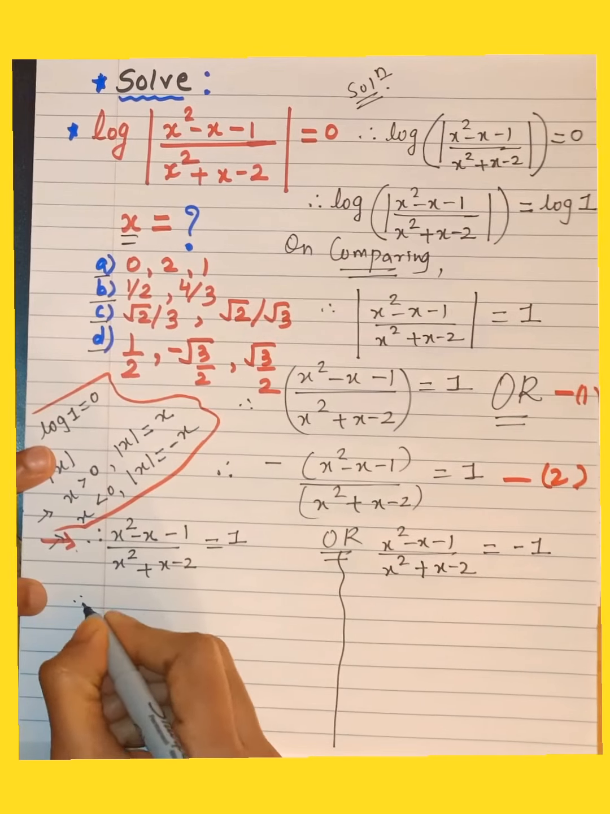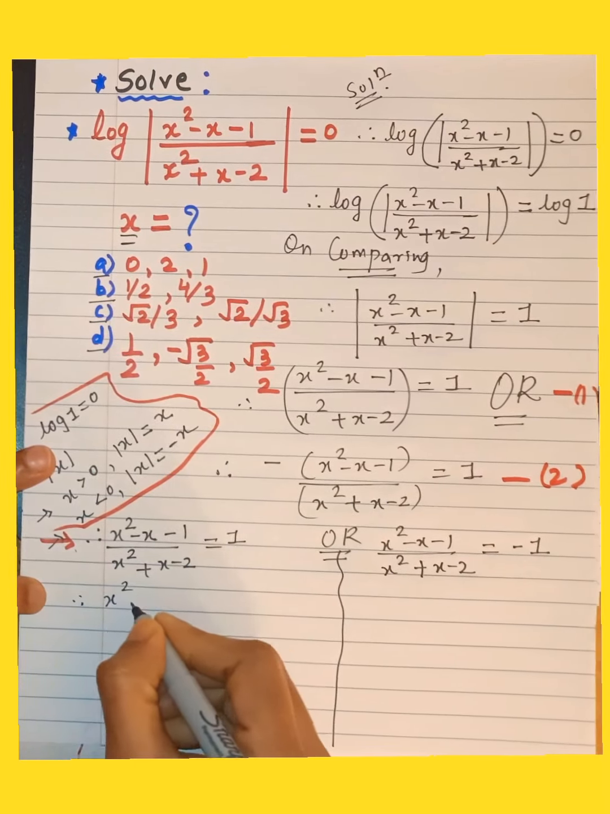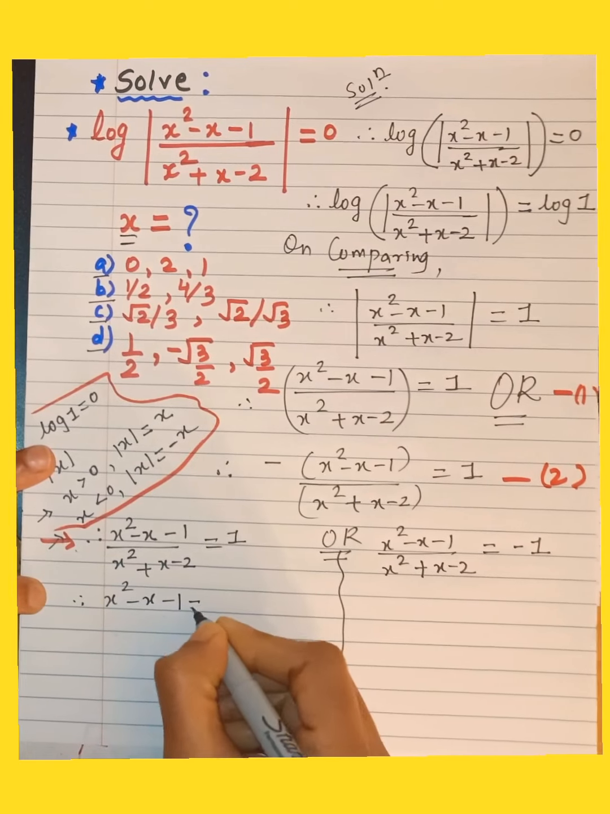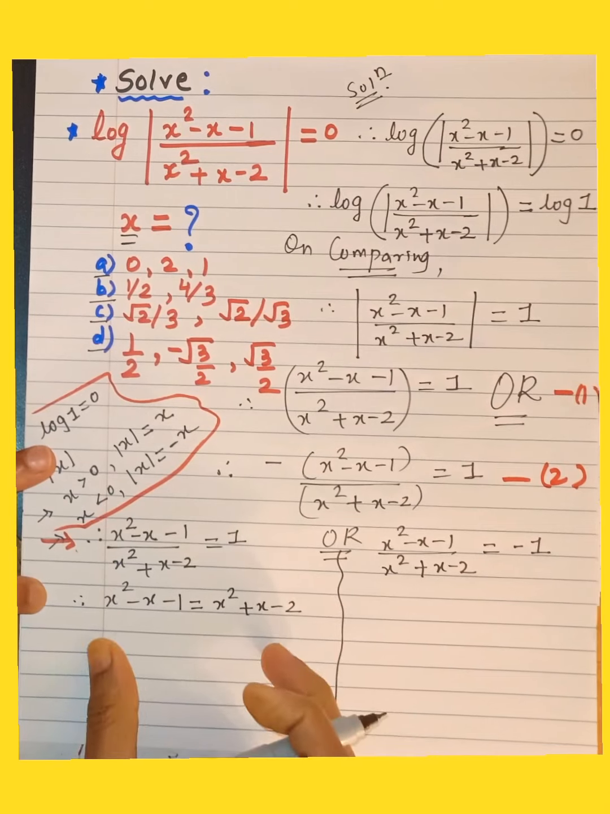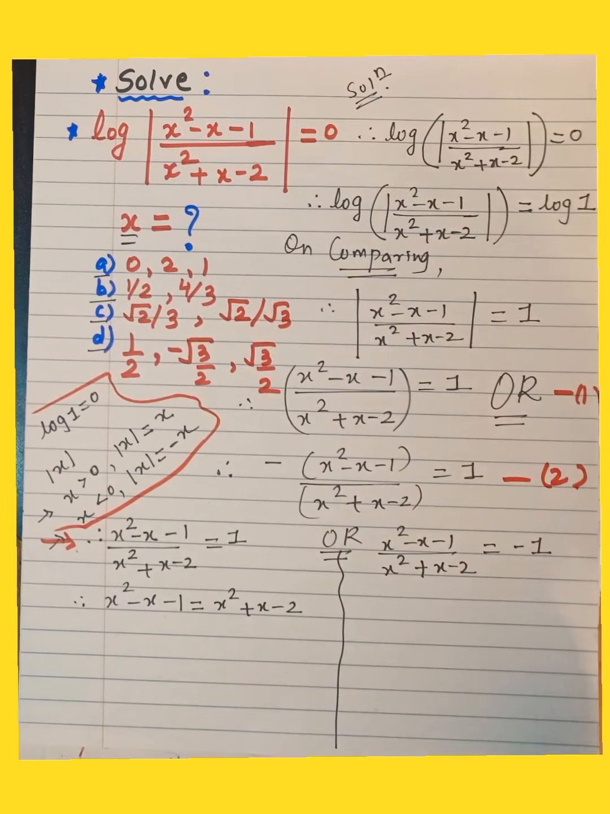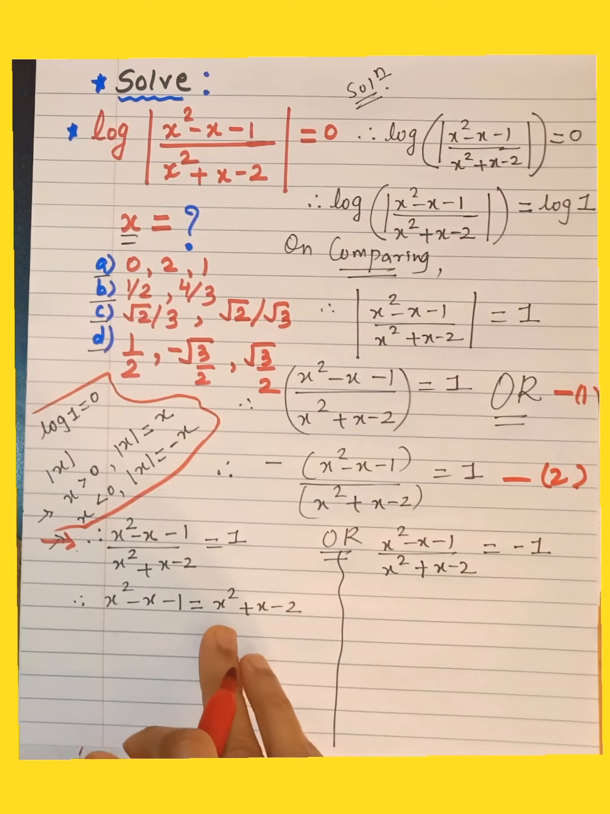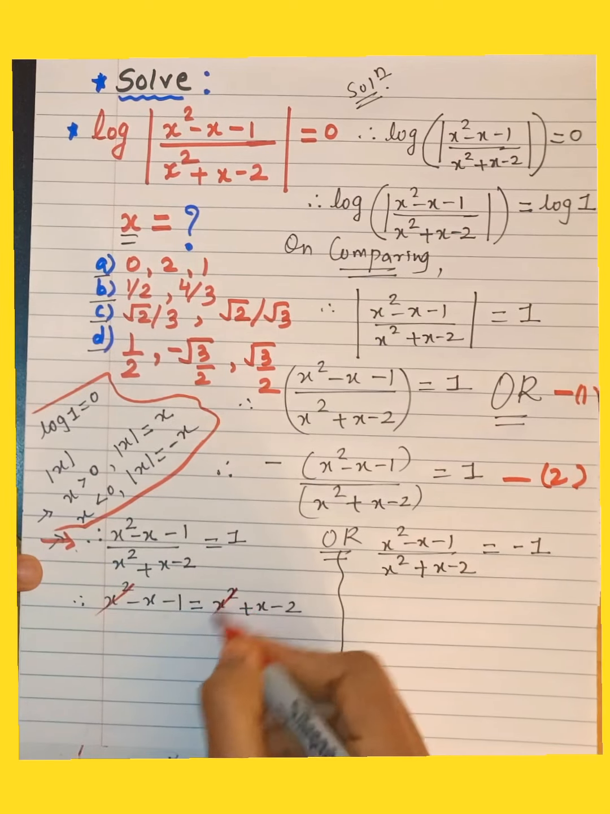So here this whole part will be multiplied with 1. So we will get x square minus x minus 1 equals x square plus x minus 2. So this we are getting. Now here x square and x square can be cancelled, because this is positive, and if you shift it here, this will be negative. So both parts can be cancelled.